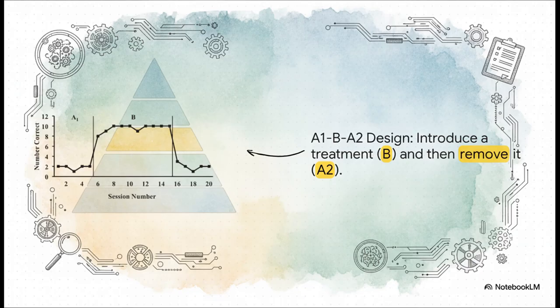This is a cool approach called a single subject design. Forget big groups for a second. Here, we're focusing on just one person. So follow the line. In phase A1, we're just watching their normal performance. It's pretty low. Then, phase B, we introduce the treatment, and bam, their score shoots way up.